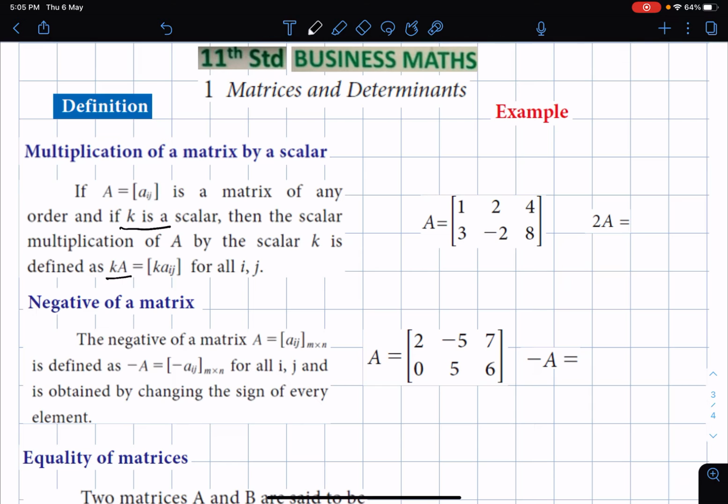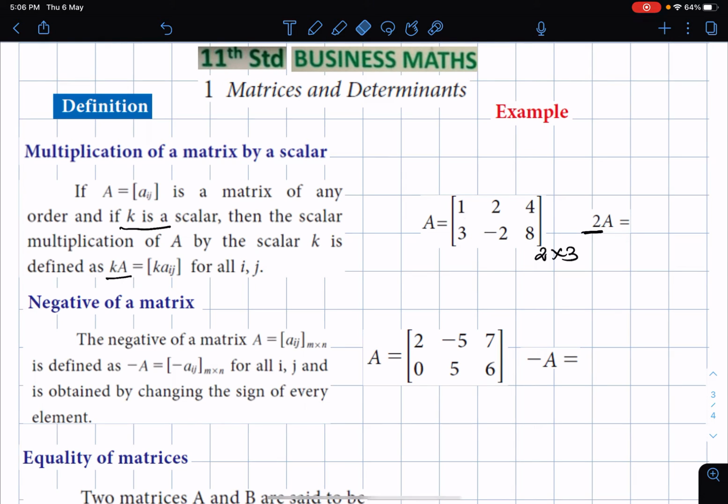See the example. A is 1, 2, 4. So how many rows and how many columns we have got? 2 rows and 3 columns. So the order is going to be 2 into 3. And what is the scalar? It is going to be 2. So each element is going to be multiplied by 2. Okay. That is the meaning of scalar multiplication. So when you multiply each element by 2, what do you get?